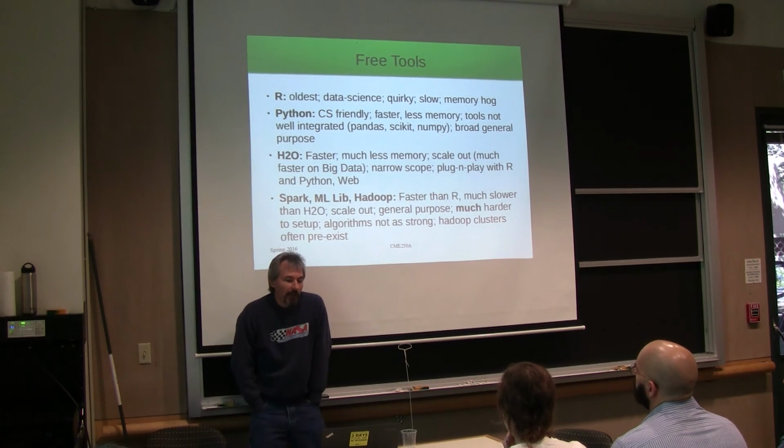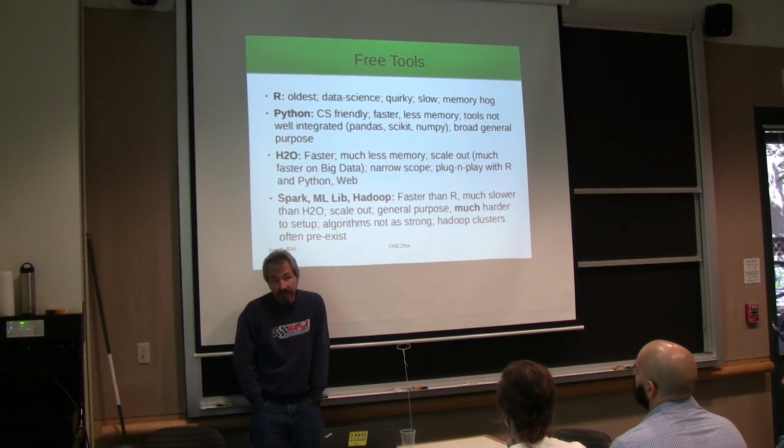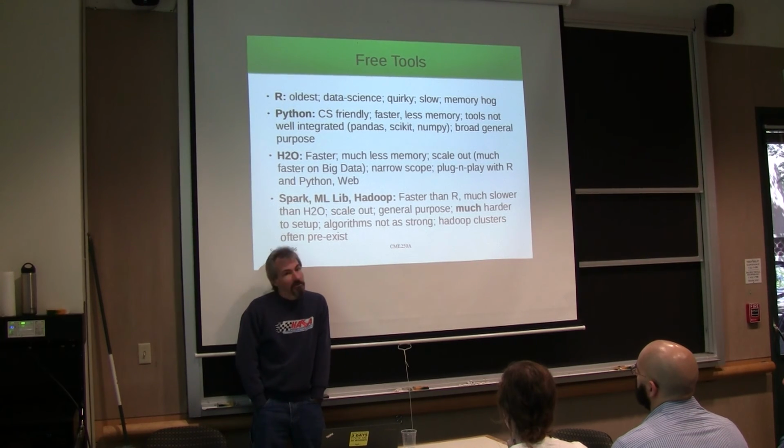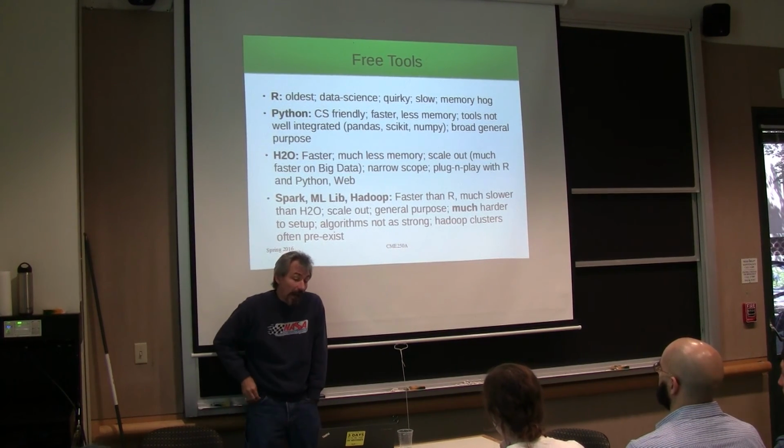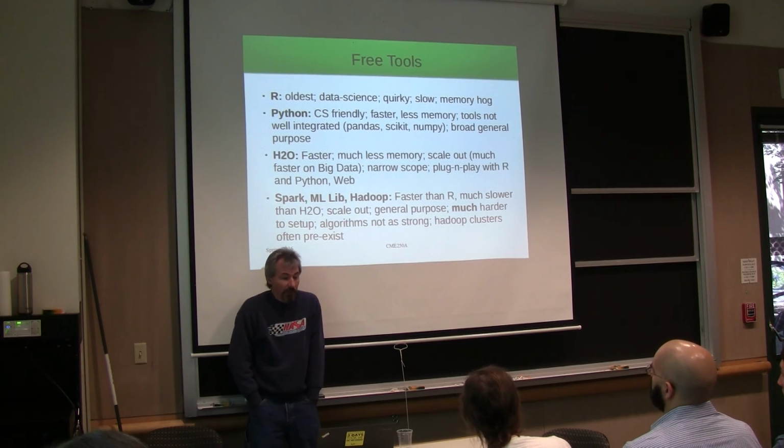The other major player in the free tool space here is Spark and MLlib and Hadoop. Spark and MLlib are definitely faster than R, but more like Python in terms of speed. They're definitely much slower than H2O. They will scale out nicely, and you can handle very large data sets again, although because of the speed issues, the larger sets will take longer. H2O is really focused on doing machine learning, whereas Spark and MLlib are really a general purpose programming language. You can do all kinds of data munging and ETL things directly in Scala in that case, as opposed to Python as a programming language.